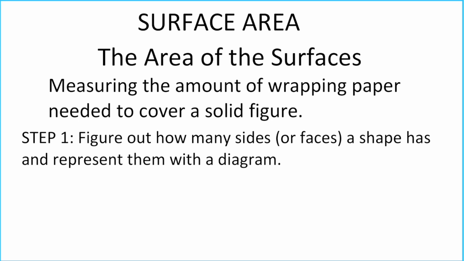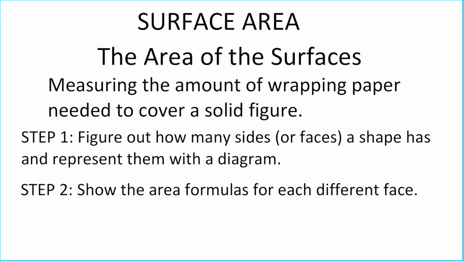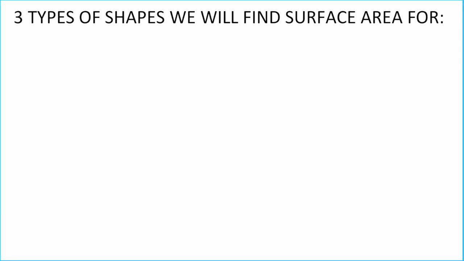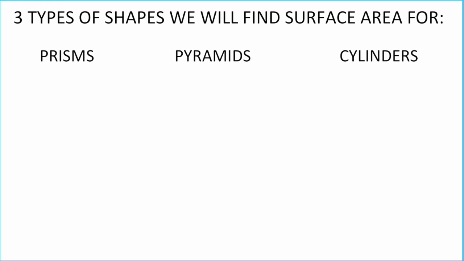So step 1, we want to figure out how many sides or faces a shape has and represent them with a diagram. Step 2, we want to show the area formulas for each different face. And then step 3, we'll calculate the areas and add them up to get the answer. There are 3 types of shapes that we'll find the surface area for. They are prisms, pyramids, and cylinders. Let's take a look at what they look like.